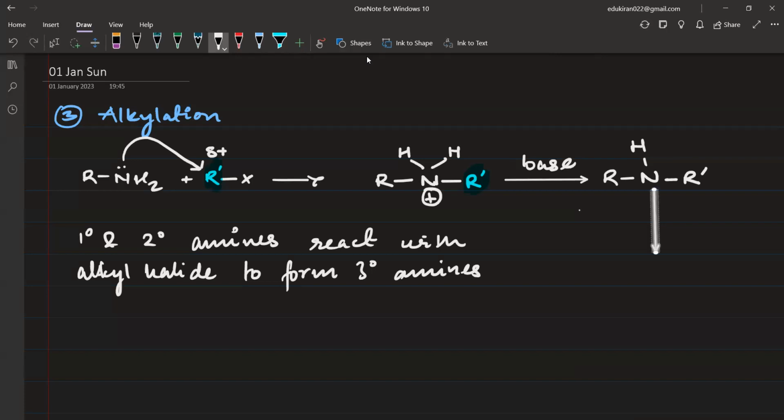This amine can also react with R dash X, and further it will give R, N, R dash, and one more R dash. Okay, so from 1 degree, this is 2 degree, and this is 3 degree. Right, for example.